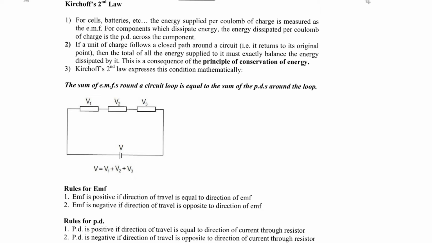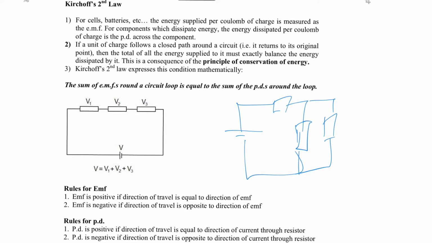So I give you another example, and we make it more complicated. This is one loop and then another loop. So how many loops do you see here? Two? I can see three, because this is one loop, this is another loop, and this big one is another loop. Can you see that? In each of these loops, the net EMF equals the sum of PD, or the sum of EMF equals the sum of PD.